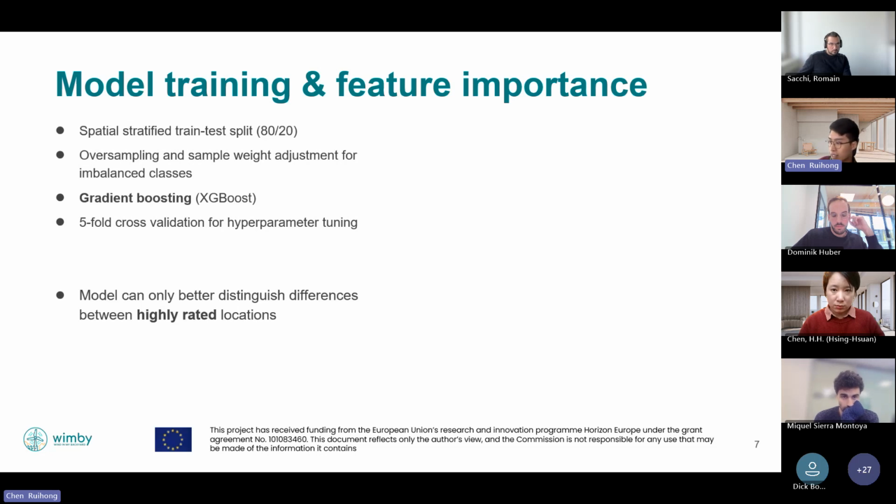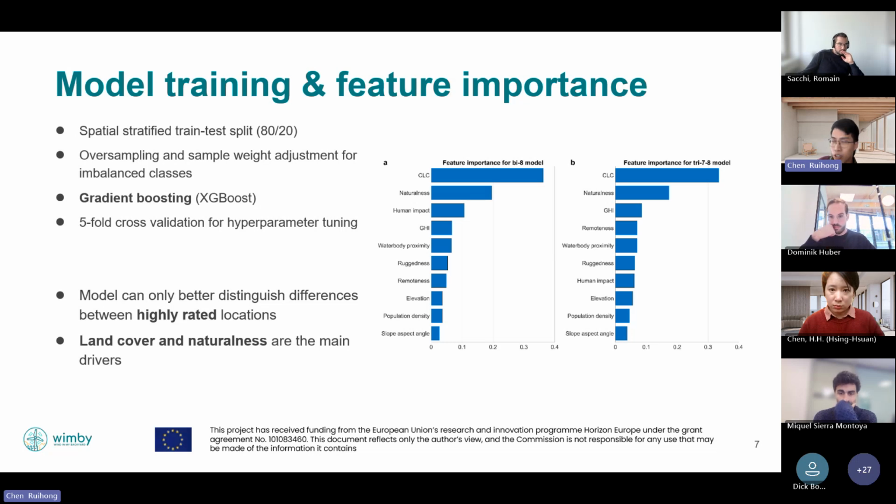Then we have some conclusions from the model training. We discovered that the model can only better distinguish the differences between highly rated locations, meaning, for example, for locations rated 7 and 8, the model can categorize them with higher accuracy. But for locations rated from 4 to 6, unfortunately, the accuracy was somewhat low. We can also extract the feature importance from the trained model, and we discovered that land cover and the rated naturalness of the land uses are the main drivers that contribute to a scenic class.